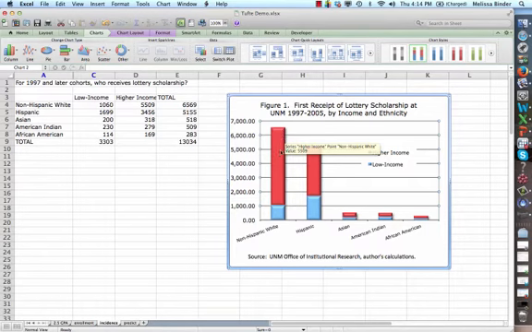And then the bars are broken up into higher income and low income. So we can see that for non-Hispanic white students, over 6,000 received the lottery scholarship. And then most of them were not low income as defined by the study. If we look at Hispanic students, about 5,000 received it, and a greater proportion of these students were low income. Asian is a very small group. American Indian and African American are small. But you can see especially for the American Indian, that about half of those who received it were higher income and half were low income.